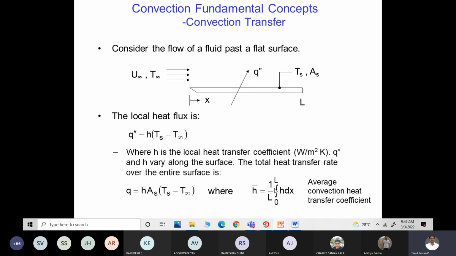And so again, the Newton's law of cooling is very, very important. Q equal to hA delta T, or Q double dash, which is capital Q divided by A, which is nothing but heat flux, given in watt per meter squared, which is equal to h, the convective heat transfer coefficient, into Ts minus T infinity, where h is the local heat transfer coefficient.